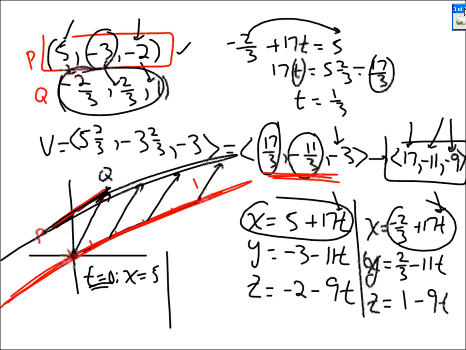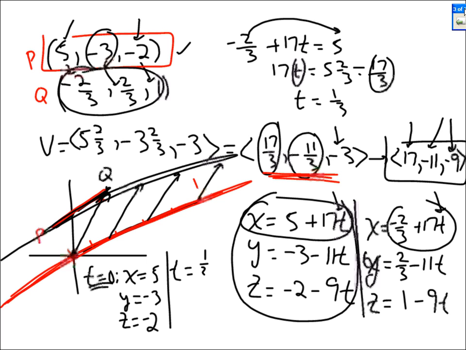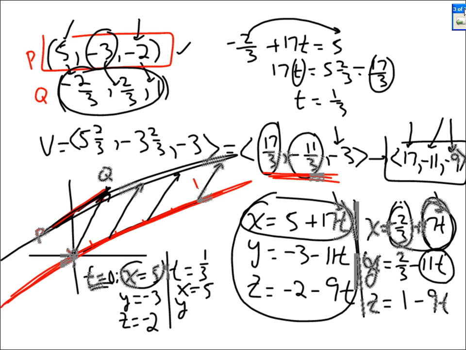Okay, when t is 0, on the left, x is 5, y is negative 3, and z is negative 2. For the right-hand side, t is a third. When t is a third, you get 17/3 minus 2/3, which is 15/3, which is 5, just like we got there. When t is a third, this is negative 11/3, plus 2/3 is negative 9/3, which is negative 3, just what we got there. When t is a third, this will be 3. 1 minus 3 is negative 2. Just what we got over here.